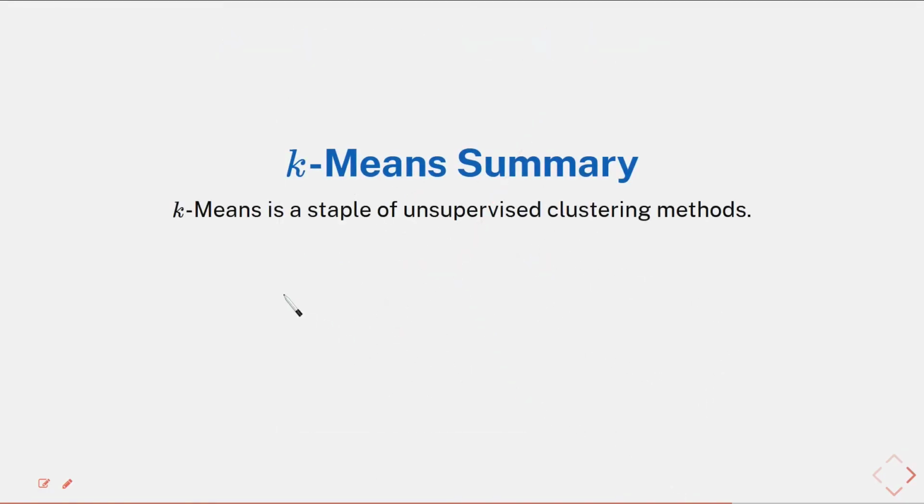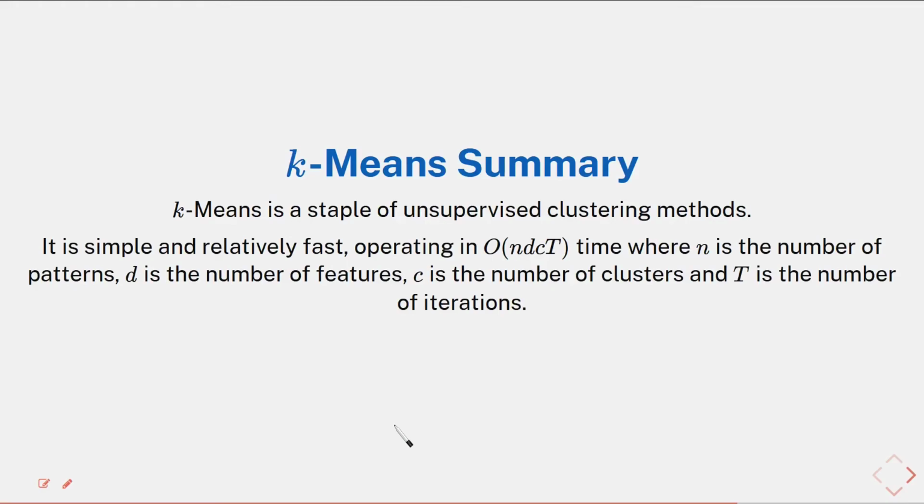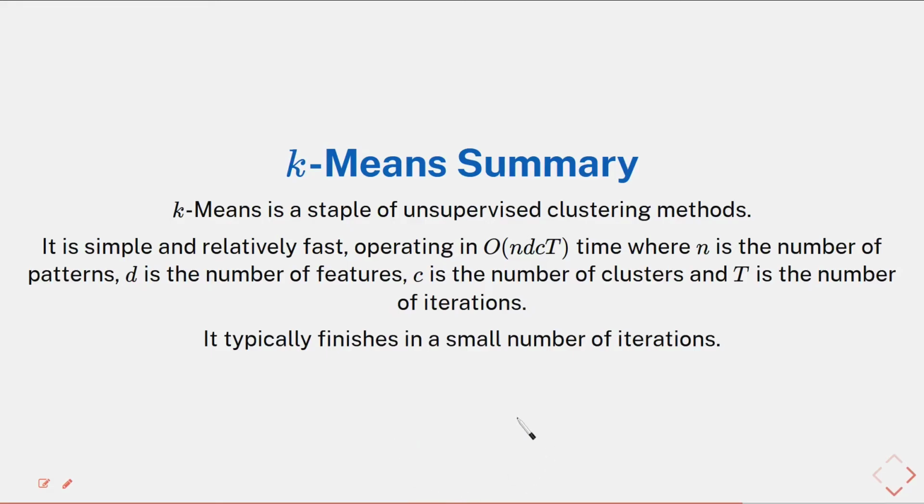Yeah. So k-means is a staple of unsupervised clustering methods. It's very commonly used. It's pretty simple. It's relatively fast. When you calculate the total amount of time, or the order complexity of the algorithm, it's basically just the number of patterns, the number of features, the number of clusters, and the number of iterations that determines the runtime. And it typically finishes pretty quickly, assuming that you have good clusters that are pretty well separated.